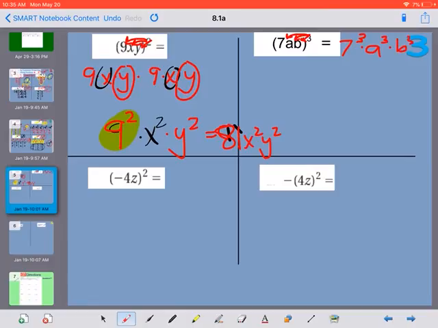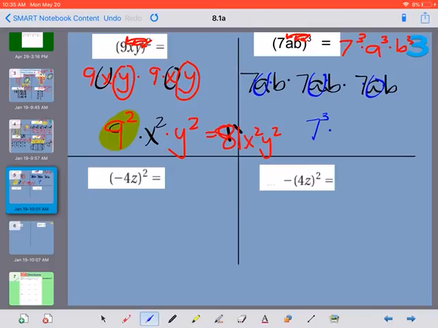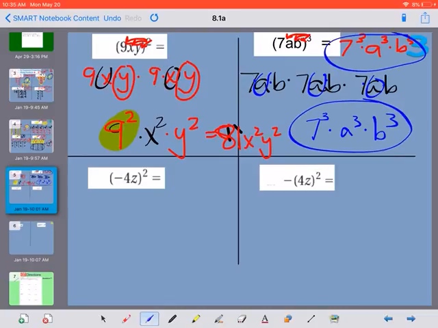That is your answer. If you wrote it out the long way, we could write out 7ab 3 times. And we know that this is really all multiplication, so we can multiply in any order. So how many 7s do we have? Well, there's 3. How many a's do we have? 3. And how many b's? 3. That's how we get the same answer.